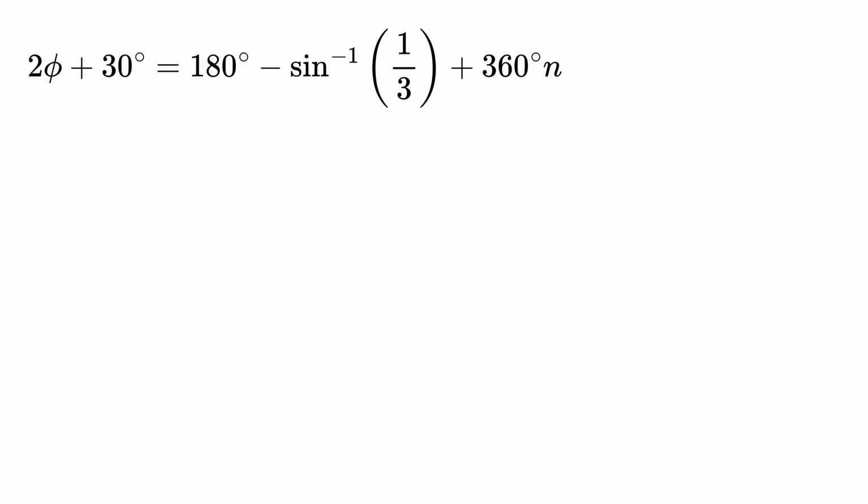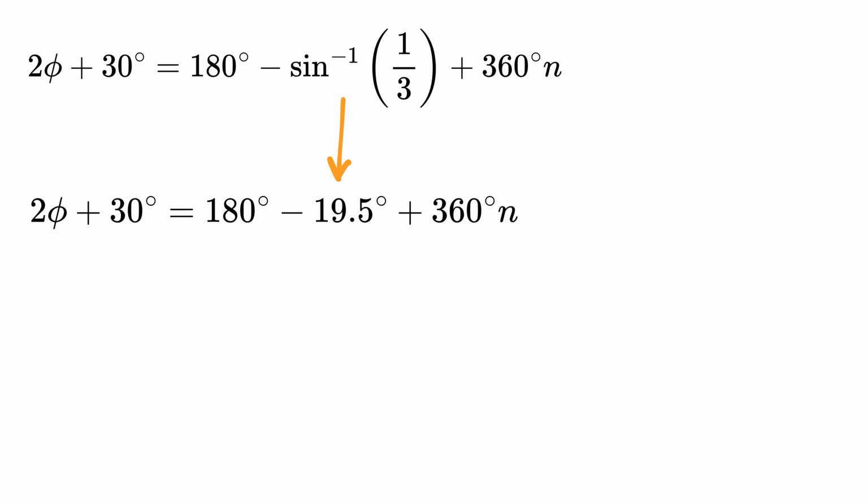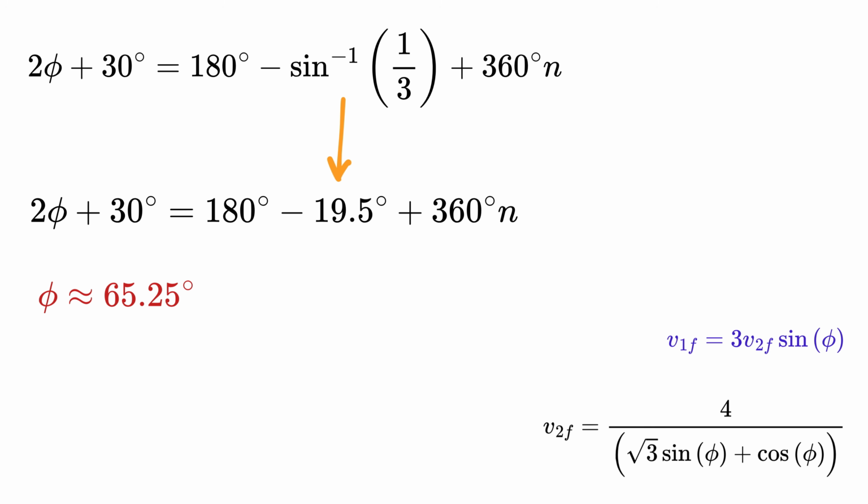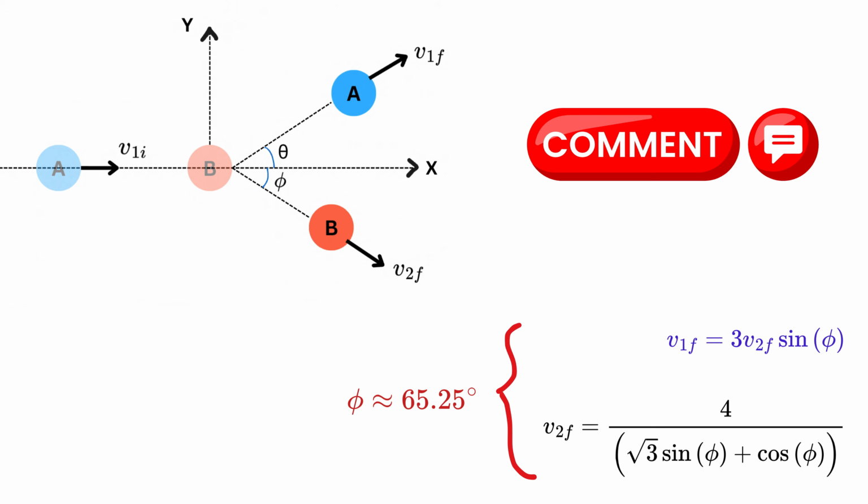Sine inverse 1 over 3 is nearly 19.5 degrees. So subtract 30 from both sides and divide by 2 to get phi equals this. So for the smallest case possible, put n as 0 to get phi as nearly 65.3 degrees. That was amazing. Now using these and simple substitutions, let me know in the comments what will be the value of v1f and v2f.